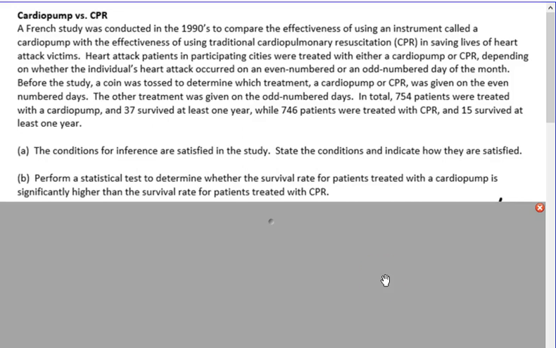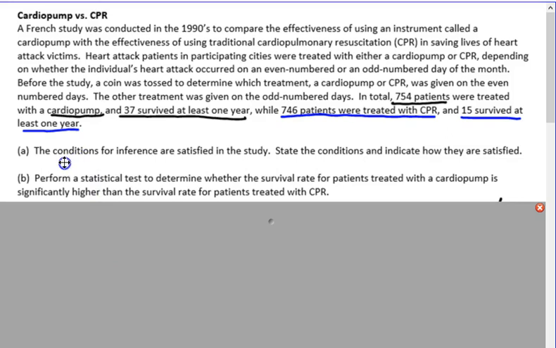In total, 754 patients were treated with a cardiopump and 37 survived at least 1 year, while 746 patients were treated with CPR and 15 survived at least 1 year. So those are our two survival rates, or proportions of people who survived at least 1 year.